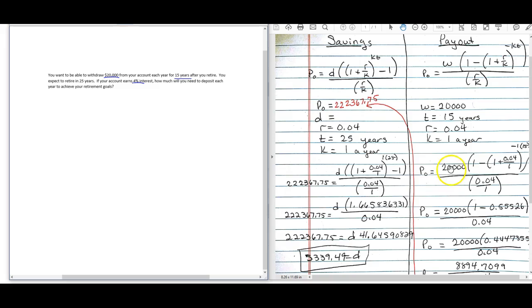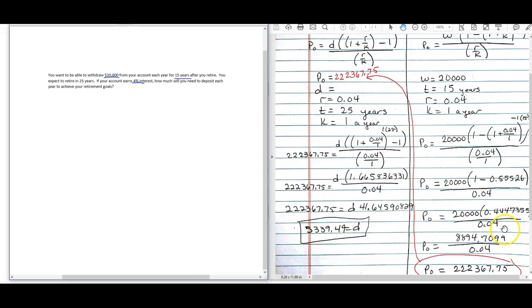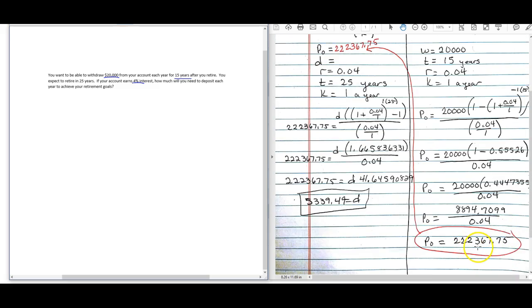So we're going to do the payout first. You can see where I plugged in the 20,000. That's how much we're going to withdraw. 0.04 is my rate, negative, and it's once a year. K is how many compoundings, times 15 years. And I calculated, and I came up with $222,367.75. So that's how much we're going to need in order to be able to withdraw $20,000 for 15 years at this rate in compoundings.